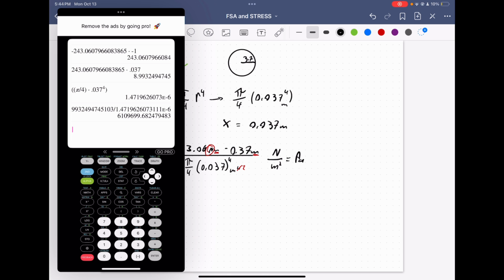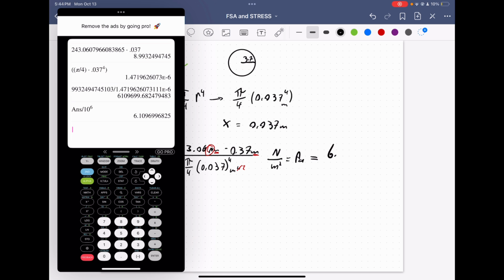And again, I don't like pascals. Little tip, I always did newtons and then millimeters for everything, so that I was always in megapascals. But this way is simple, 10 to the 6. And we are back in megapascals. Equals 6.107 MPa.